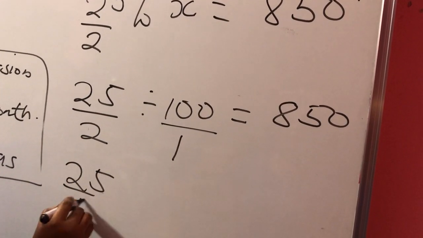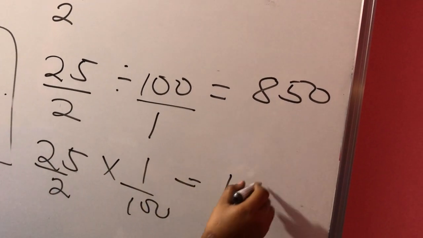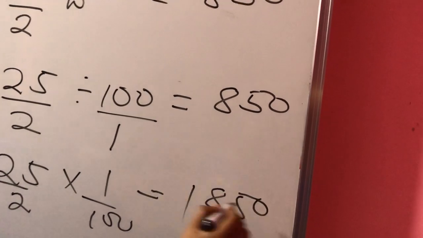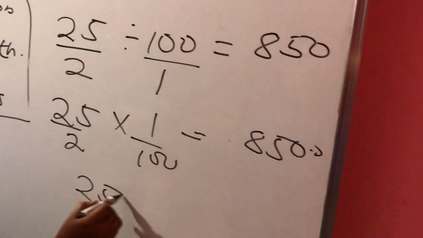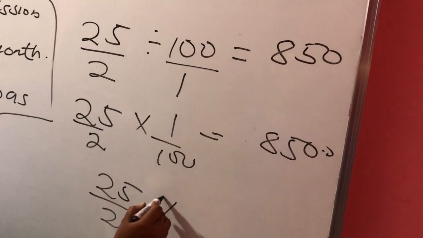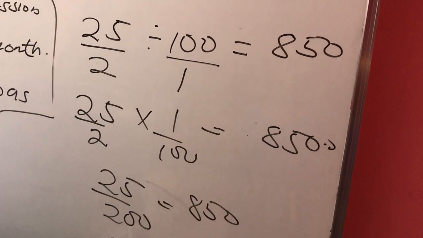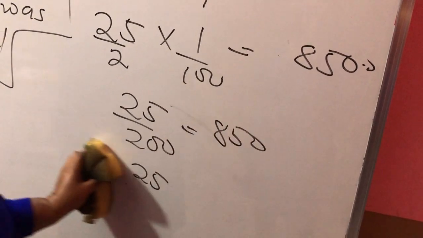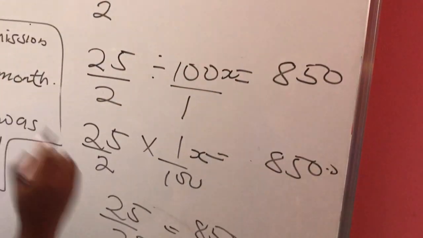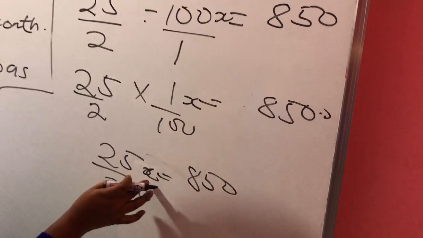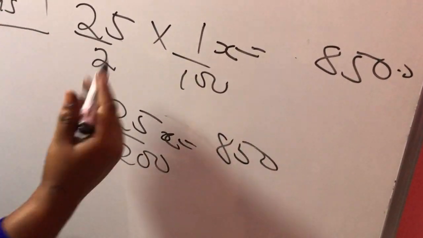So I have 25 over 2 times 1 over 100 is equal to 850. So we have here as well 25 over 200 is equal to 850. Then we have 25. My X, people, I'm leaving out my X. So my X is here. Now I want my X to stand on this also. This one has to join this, and when this one joins this one, it will reciprocate.